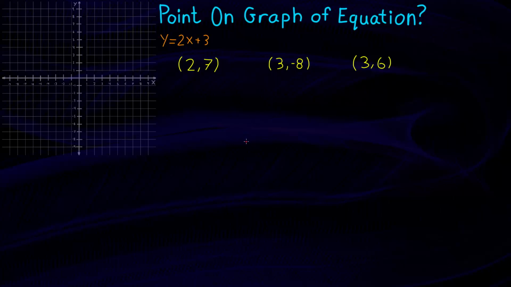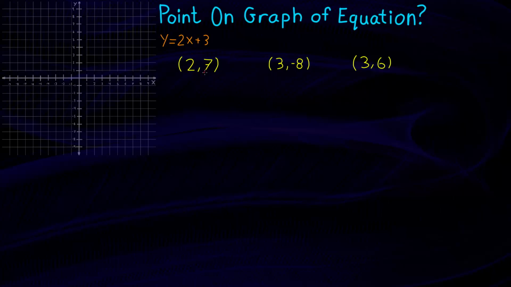Hello, it's Keith from Kinvert, and in this video we're going to go over how to find out if a point is on the graph of an equation. In this case, our equation is y equals 2x plus 3. We're given 3 points and we want to find out which 1, 2, or 3, maybe all of these, maybe none of these, are on the graph of the equation.